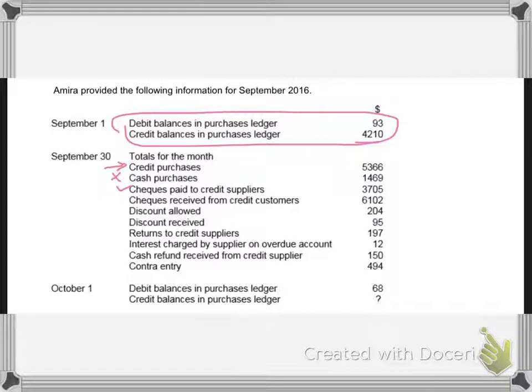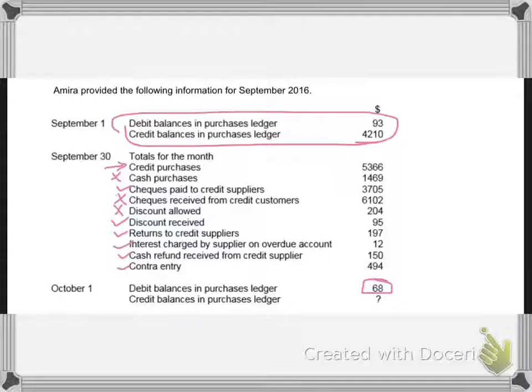Then checks received from credit customers won't be recorded. And then discount allowed also won't be recorded. Discount received will be recorded. Then returns to credit suppliers will be purchase returns, so that's also recorded. Interest charged by supplier will be recorded. Cash refund will be recorded. Then contra entry will also be recorded. Then on the debit side, now I told you purchase ledgers have debit side balance. So on the debit side, after the total we record 68. I'll be showing you again how to solve it.